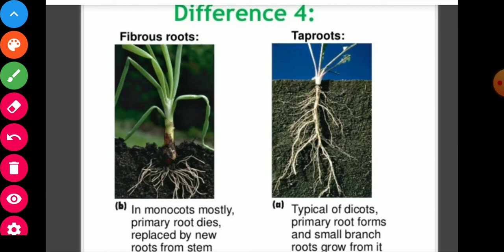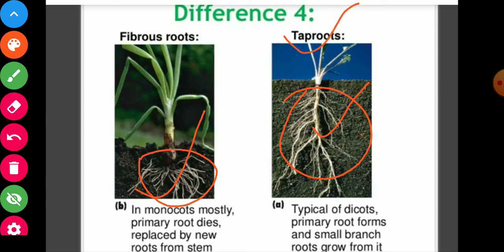Difference number 4. On the basis of roots, we can differentiate them. If they have fibrous roots, see here, there is no main root, many roots are there. So the primary root is replaced by many roots, that is called the fibrous root system. So it shows the monocot plant. And if the tap root system is there, one main root is there and others are secondary roots, this type of root system is found in a dicot plant. So if the tap root system is there, it shows the plant is dicot. If the fibrous root system is there, it shows that the plant is monocot.